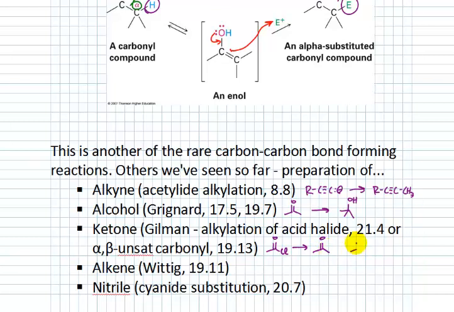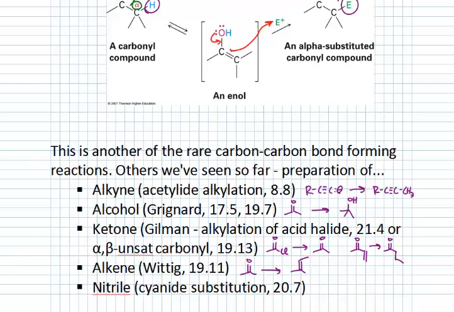Or if I have an alpha beta unsaturated carbonyl compound, I can do a 1,4 addition, which removes the double bond and adds a new alkyl group to the beta carbon. We can make alkenes by the Wittig reaction. If I, again, take something like acetone, I can turn the C double bond O into a C double bond C with whatever else attached to it.